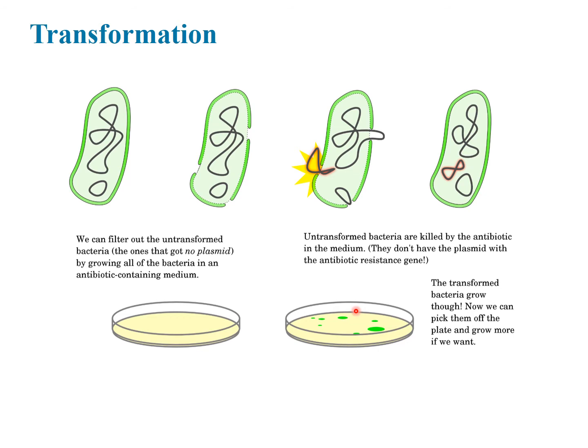After some time, at least 24 hours, you want to take a look at your plate, and those colonies that are present on the plate should contain the plasmid, which has the antibiotic resistance gene. Now you can pick them off the plate and grow more if you wanted to, or you could sequence them, or grow them a little bit more and extract the DNA, and then perform PCR and study the gene if you want.